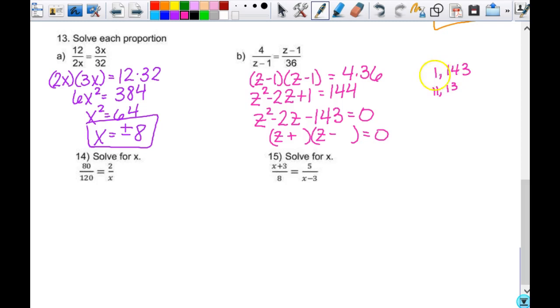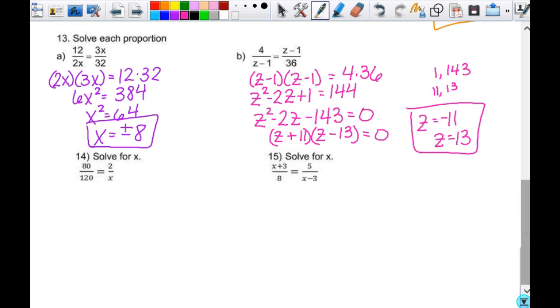So if I subtract these two, I don't get 2. I subtract these two, I get 2. And I need it to be a negative 2, which means my bigger number needs to be negative. So here are my two factors. So then when I solve this, I get z equals negative 11 and z equals 13. And I have two answers because there's no context to this, so it is what it is.